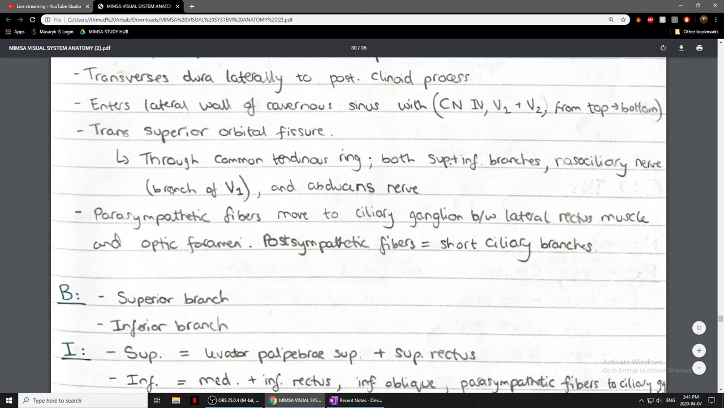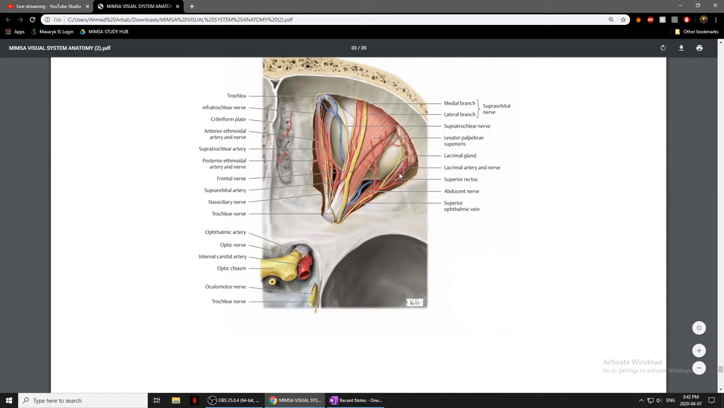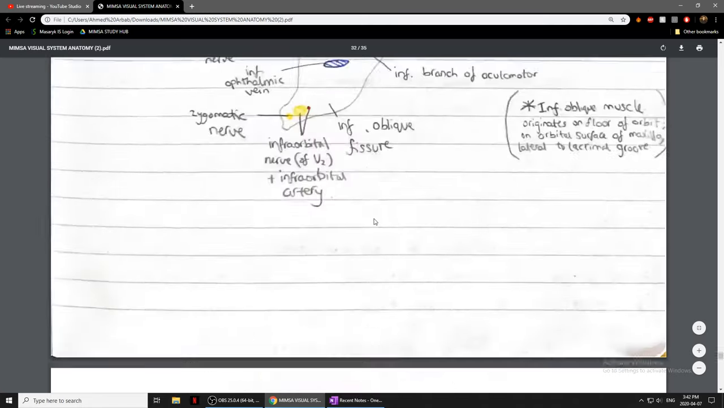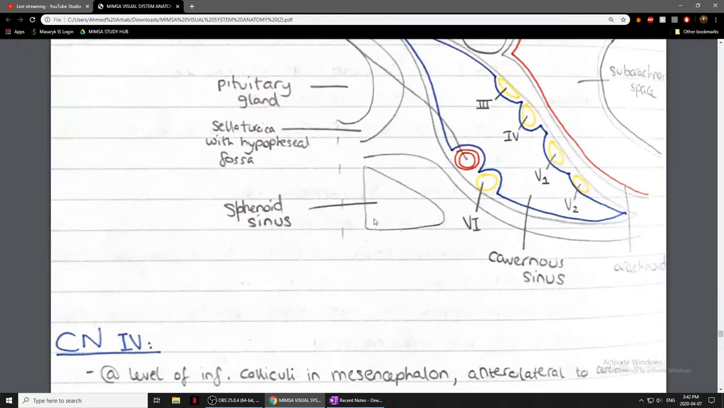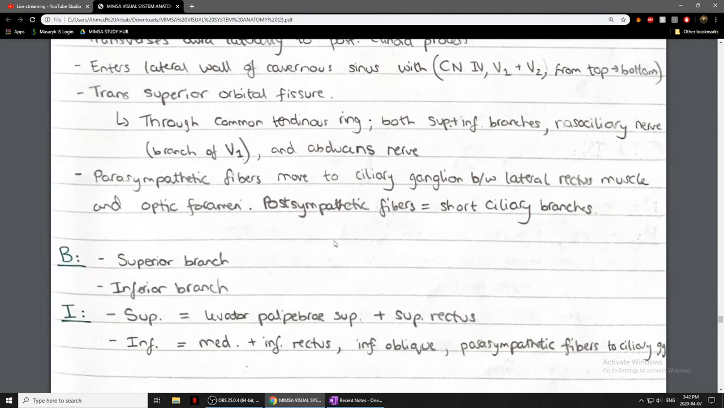ring. The parasympathetic fibers actually go to the ciliary ganglion, which is between the lateral rectus muscle and the optic foramen. So somewhere around this region, lateral rectus and optic foramen is here. In this region there is a ciliary ganglion, which is where the parasympathetic fibers enter. So the visceromotoric fibers enter into that ganglion, while the other fibers move to the different rectus muscles that the somatomotoric fibers of the oculomotor serve.